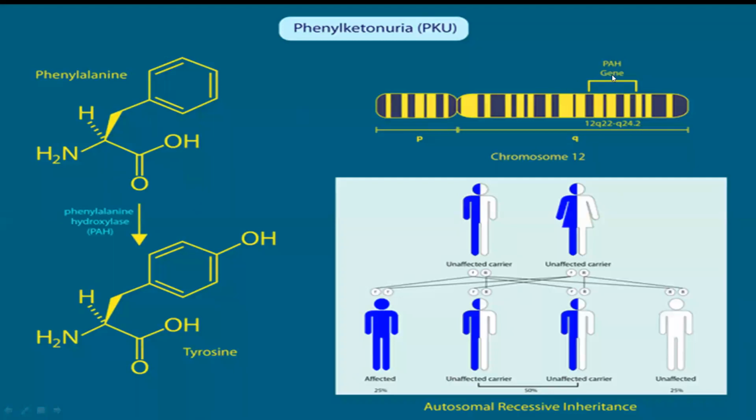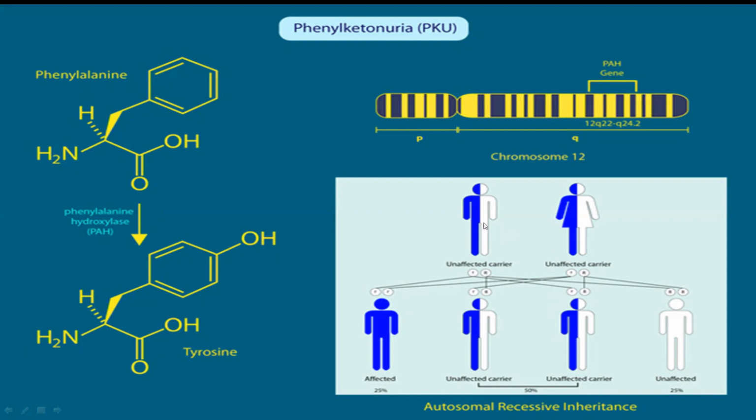This is chromosome 12 and this is the PAH gene. What is PAH? Phenylalanine hydroxylase. Usually phenylalanine is broken down to tyrosine, which is not harmful for the body. But what happens if there is a mutation on this chromosome? Then it is broken down to phenylketone.